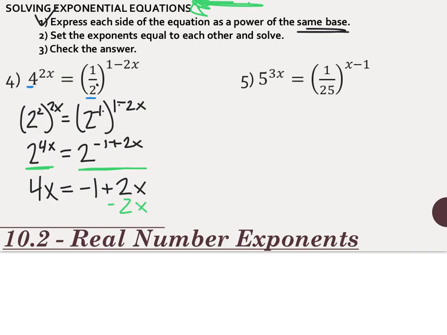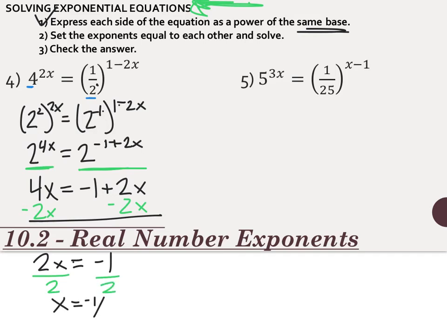If we subtract 2 x's from both sides, then we end up with 2x is equal to negative 1. If we divide both sides by 2, we learn that x is equal to negative 1/2. And that is your final answer. That's solving exponential equations. It's all about getting that same base, just like we practiced yesterday.